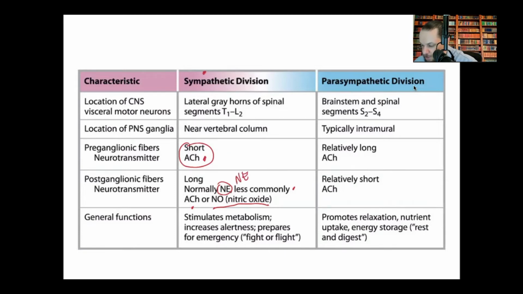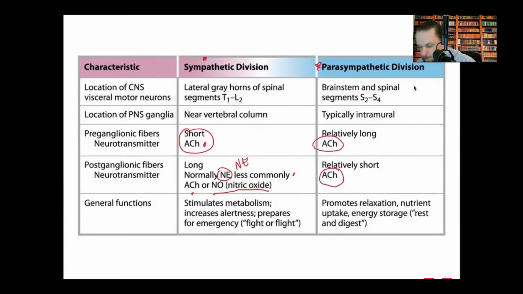That's the sympathetic side. The parasympathetic side, as I said, right? The preganglionic being acetylcholine and postganglionic being acetylcholine. Right. So this is the major stuff you want to remember. Sympathetic fight or flight system, and the parasympathetic being rest or digest.